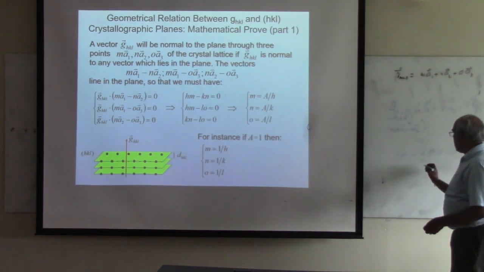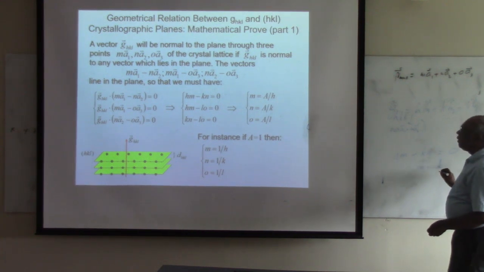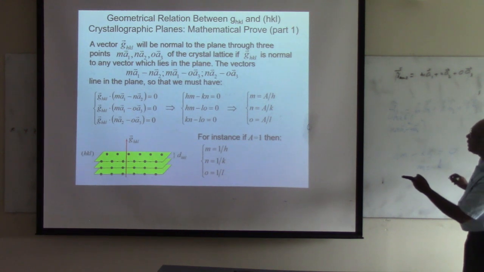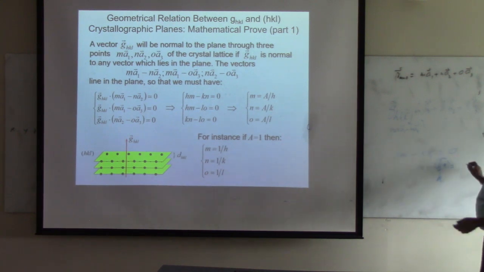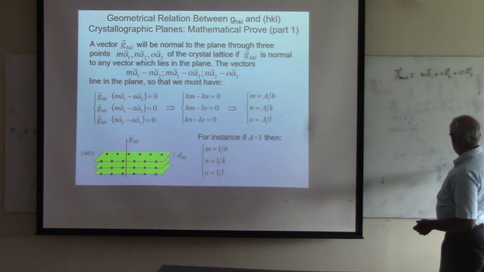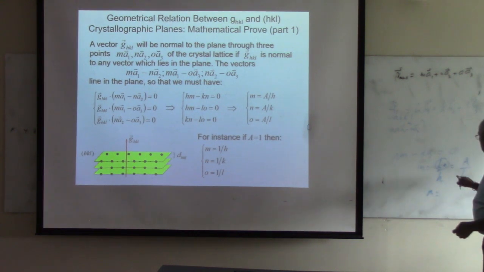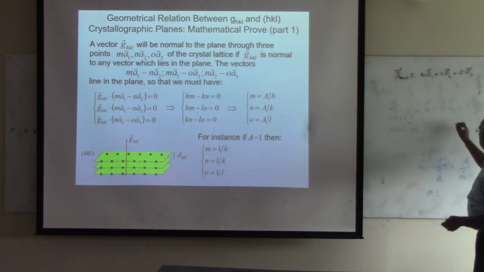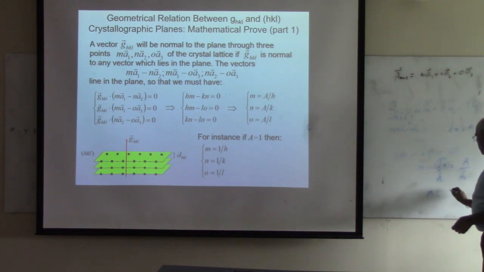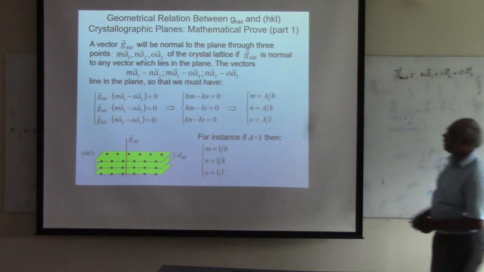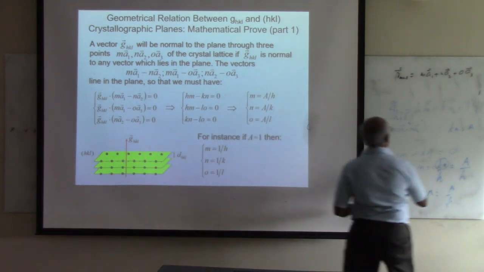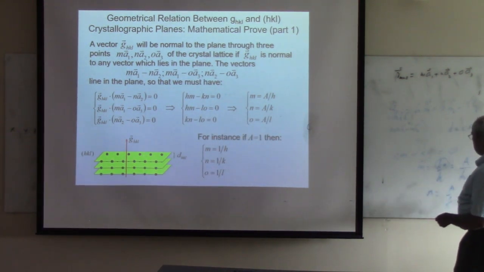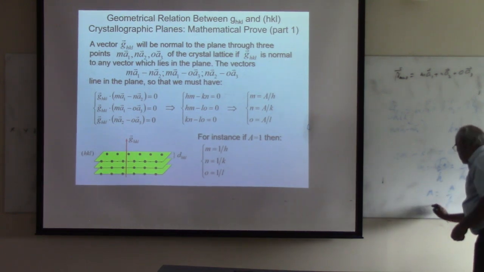Then I can write M as simply Kn over H. I'll write Kn as some constant A, so M is A over H, right? Or I can write N as, Kn is A, that means N is A over K, right? Same thing, if you take this one, you can easily write O, Mn O also equals A over L.